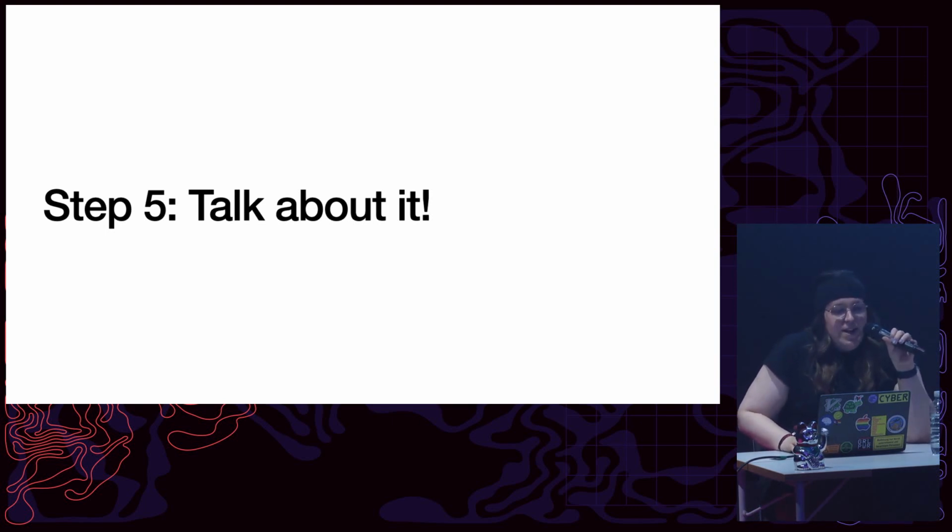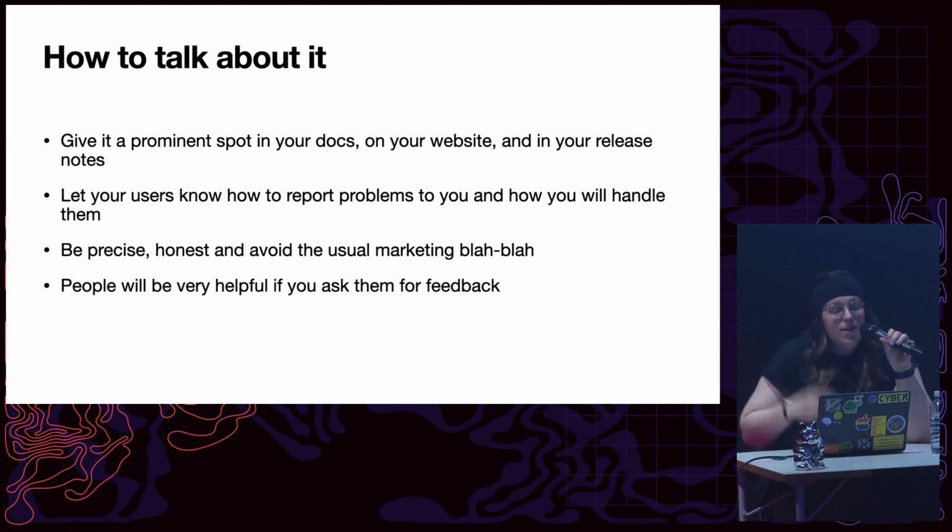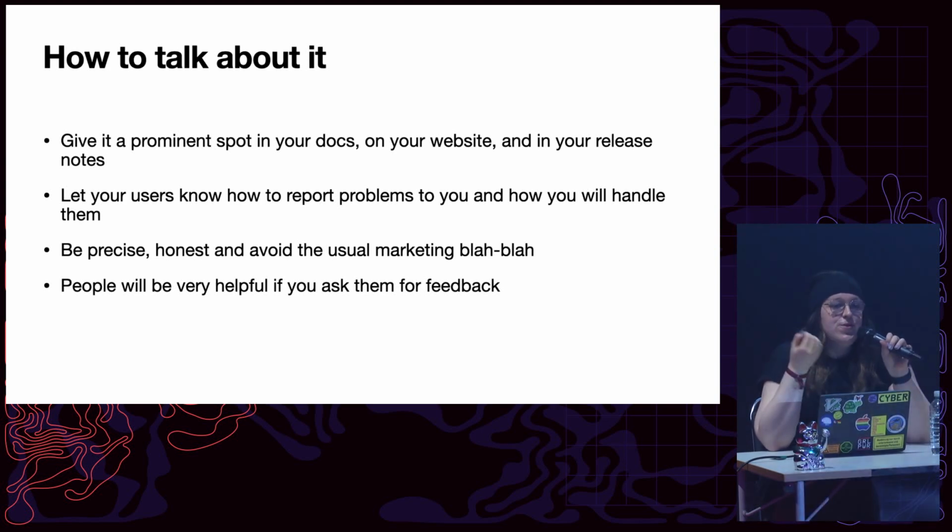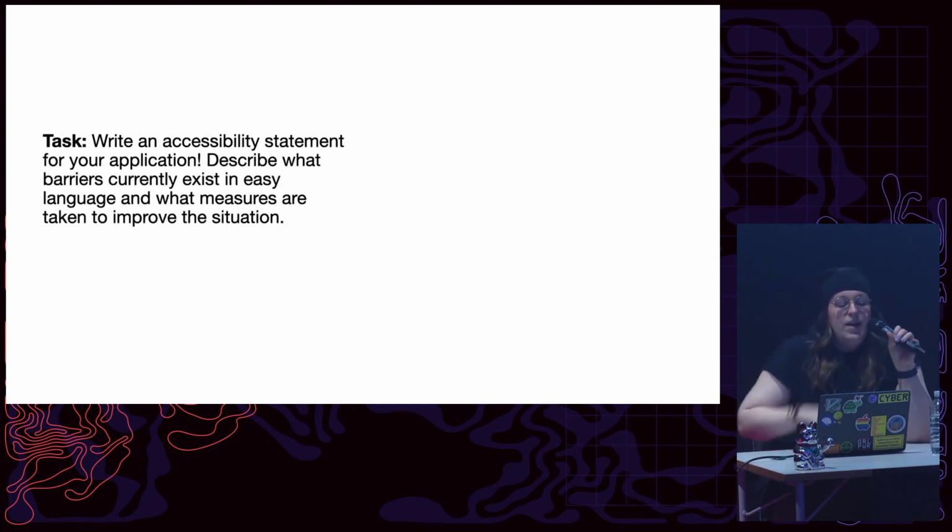And step 5, which is the last step of the plan, you need to talk about it. Tell people that you are working on accessibility and give it a prominent spot in your project. Just make it visible to people that you care for accessibility, that there are means to contact you, and people will be very happy to give you feedback on what you're doing and help you get better with it. People are very, very nice, especially in this area, because most software, unfortunately, isn't accessible. Also, let your users know how they can reach you. And that is the concluding task for this.